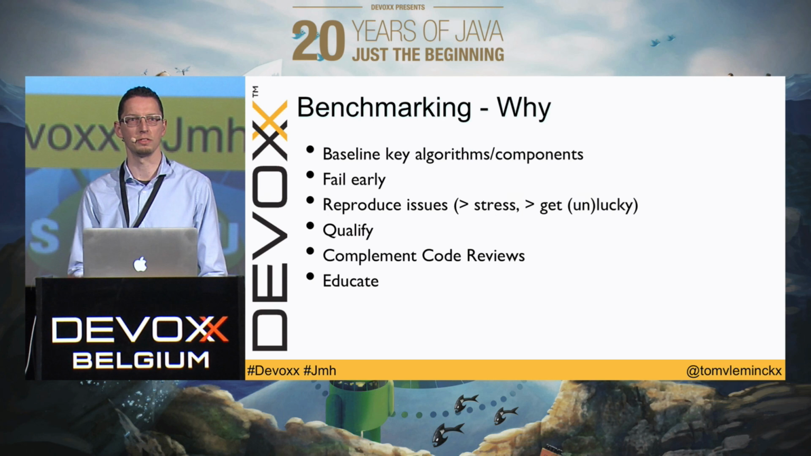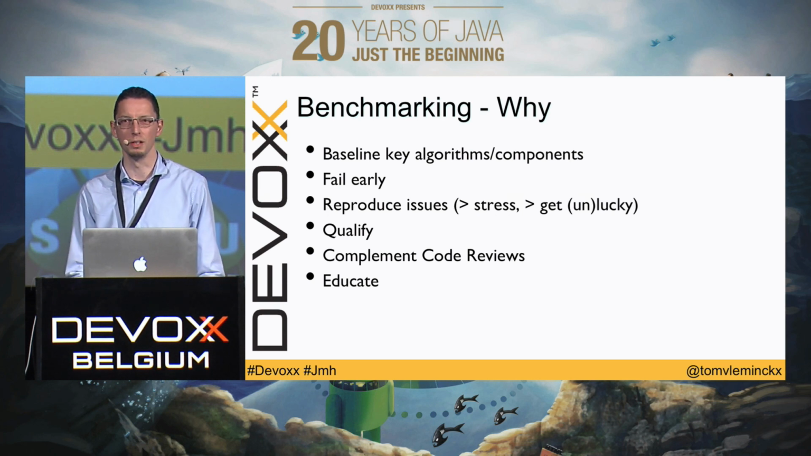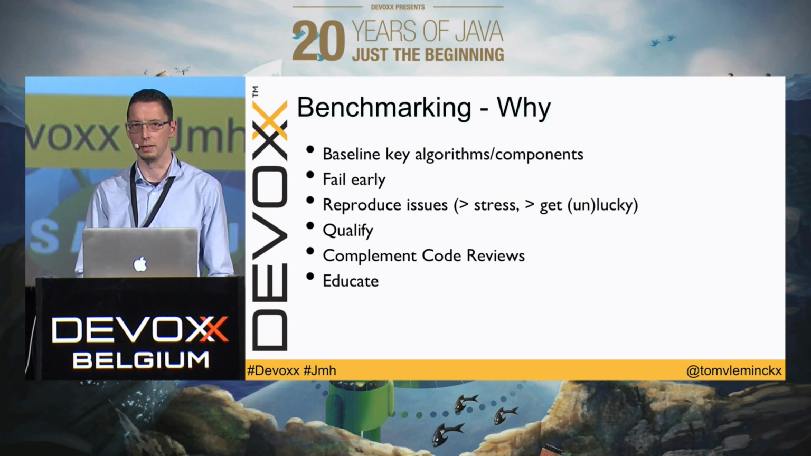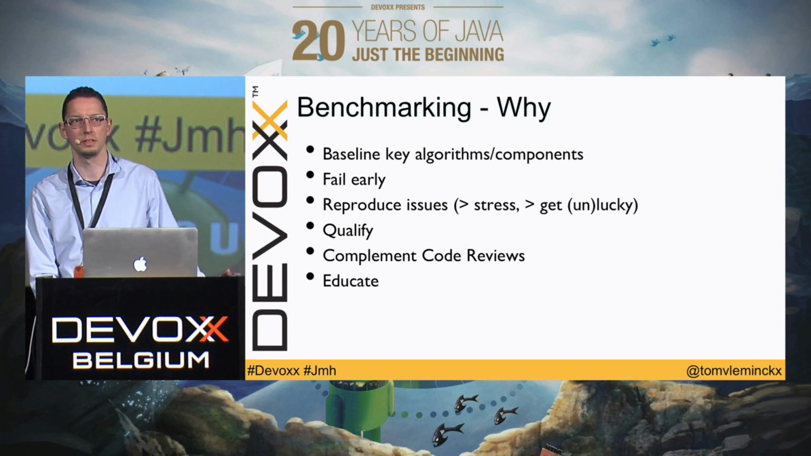Imagine you get those nice null pointer exceptions in production once every month, but you still want to know where they come from. You have an ID. Well, maybe it's a good idea to write a micro benchmark on them and hammer that subsystem. Of course, you can also use it to qualify your system.